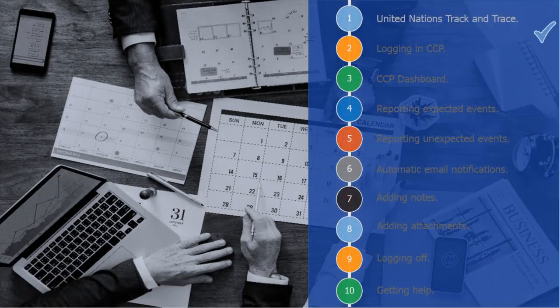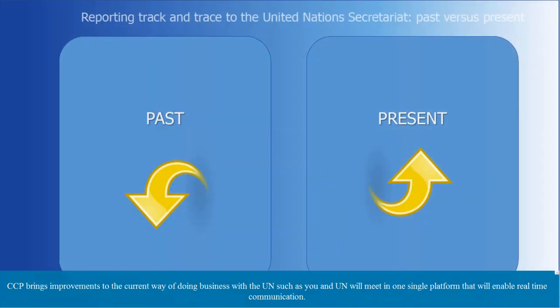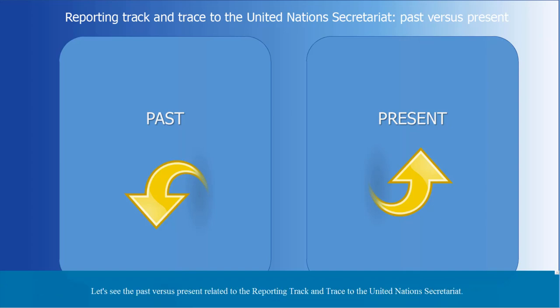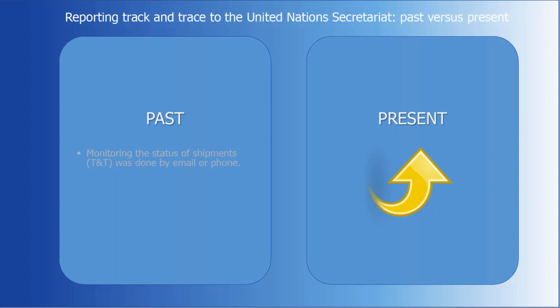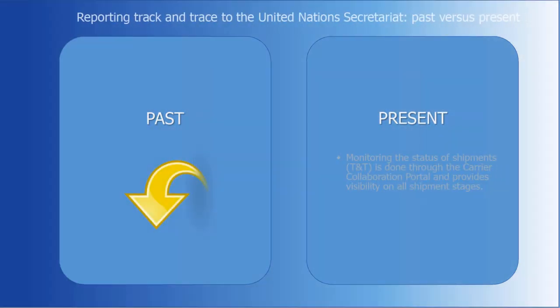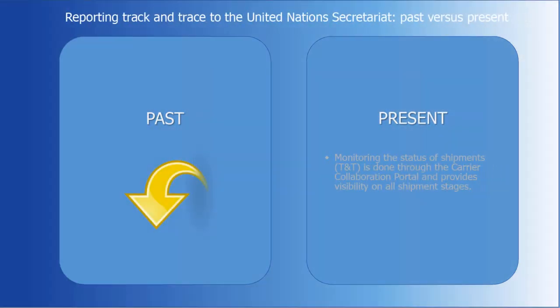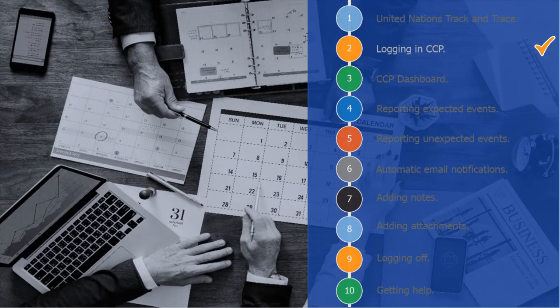Let's see the new tool for track and trace. CCP brings improvements to the current way of doing business with the UN, such as you and the UN will meet in one single platform that will enable real-time communication. Let's see the past versus present related to reporting track and trace to the United Nations Secretariat. In the past, monitoring the status of shipments, TNT, was done by email or phone. In the present, monitoring the status of shipments, TNT, is done through the Carrier Collaboration Portal and provides visibility on all shipment stages. Let's get started.